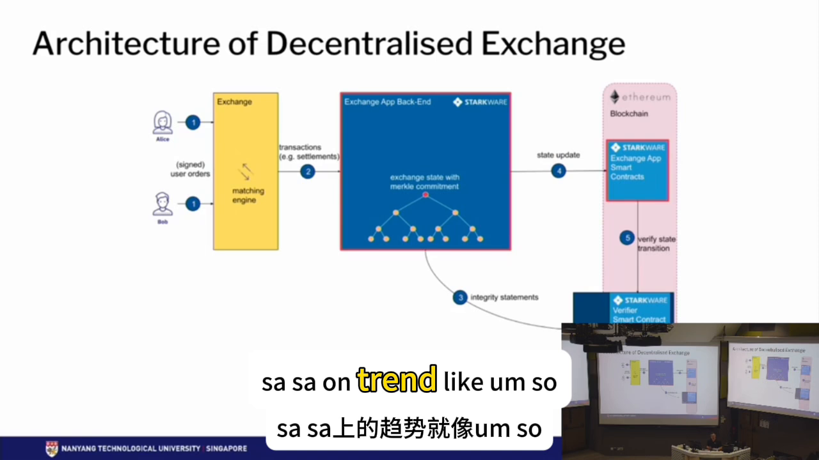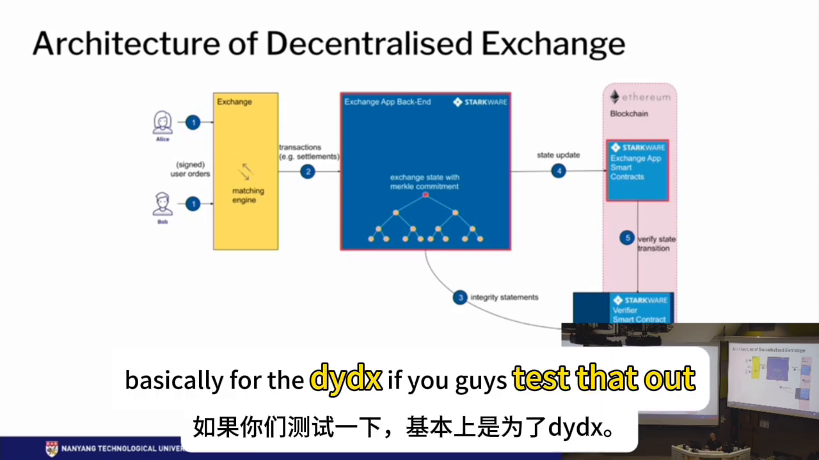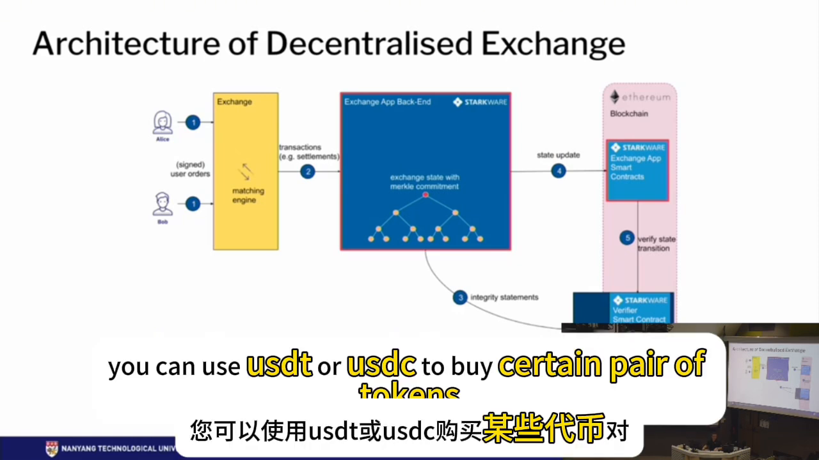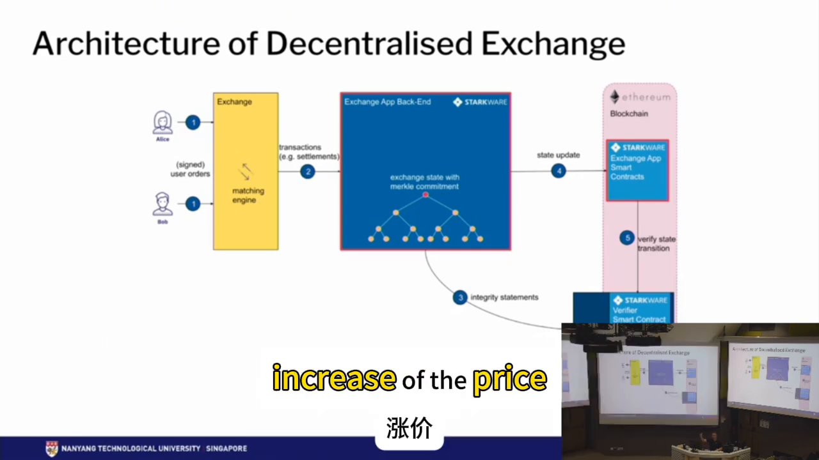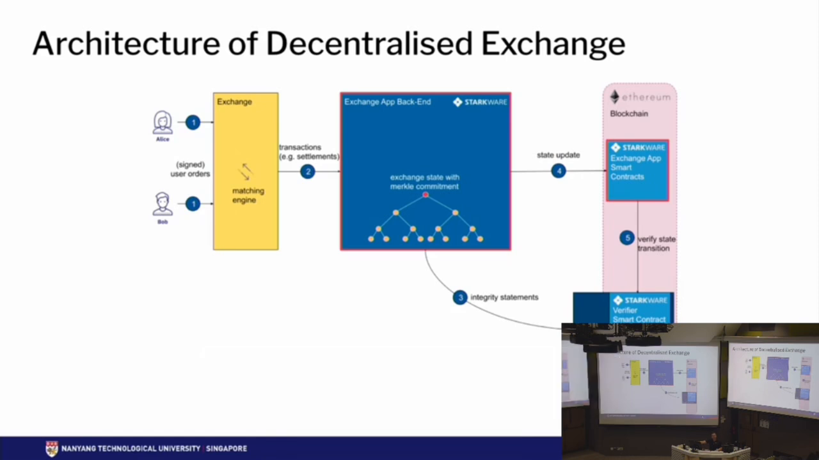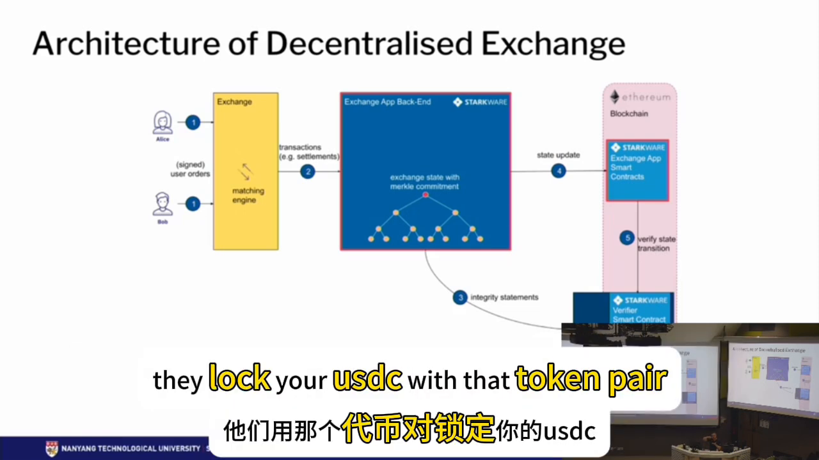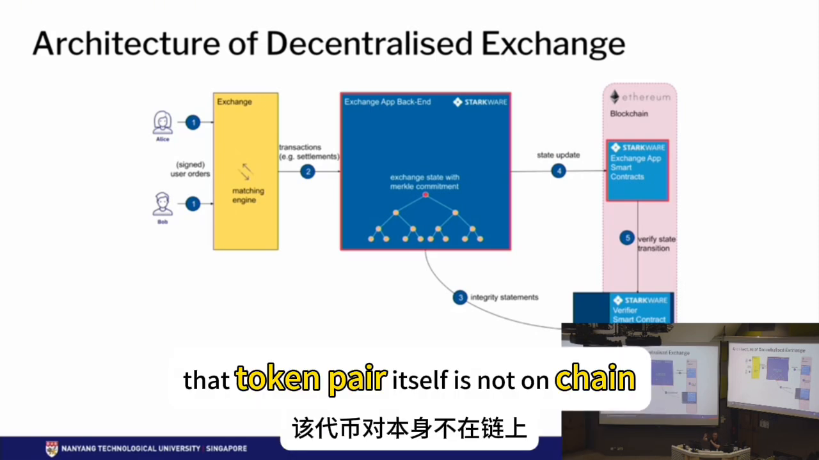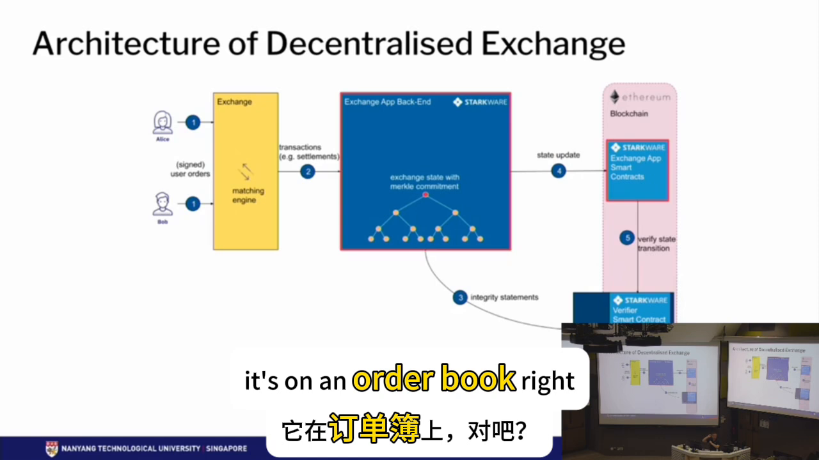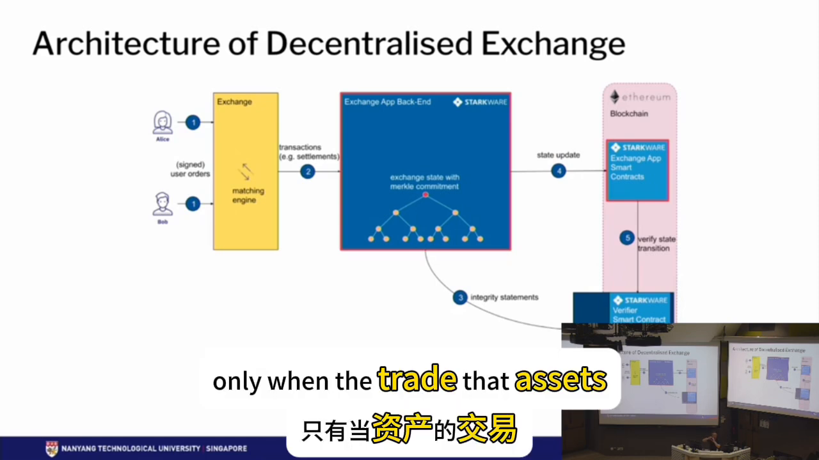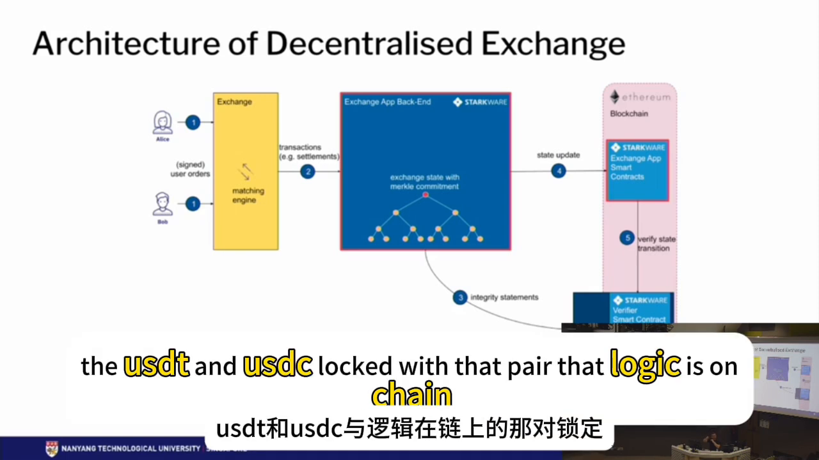Asset on chain. For dYdX, if you test that out, you can use USDT or USDC to buy a certain pair of tokens, betting on the price increasing or decreasing. It's more like perpetual trading. So when you do that, they lock your USDC with that token pair. That token pair itself is not on chain; it's on an order book. Only when they trade those assets, the USDT and USDC locked with that pair, that logic is on chain.